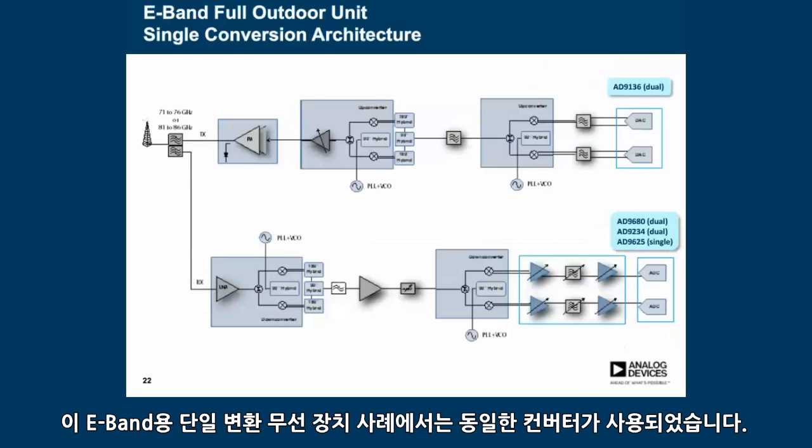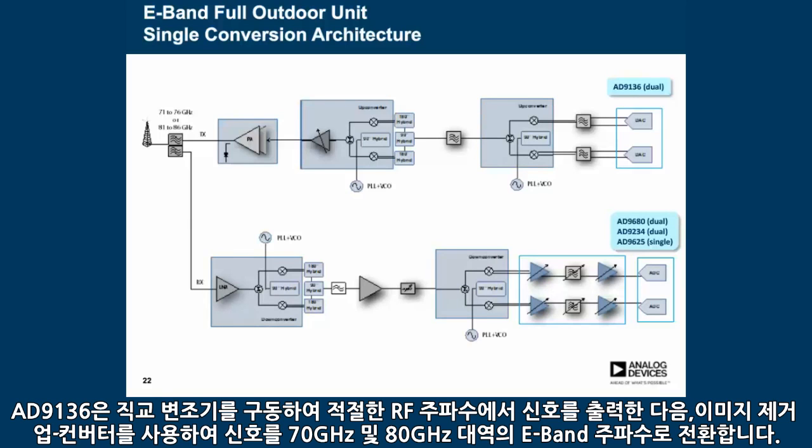In this example of a single conversion radio for E-band, the same converters are used. The AD9136 drives a quadrature modulator, which outputs a signal at an appropriate RF frequency, and then an image reject up converter is used to shift the signal to E-band frequencies in the 70 and 80 gigahertz bands.